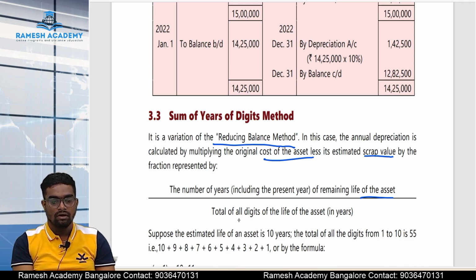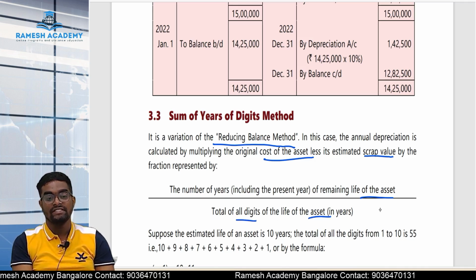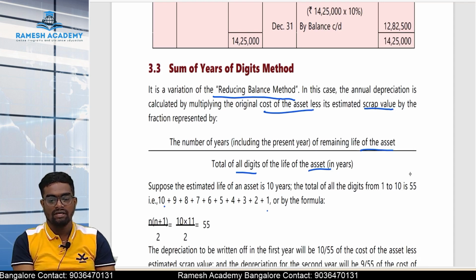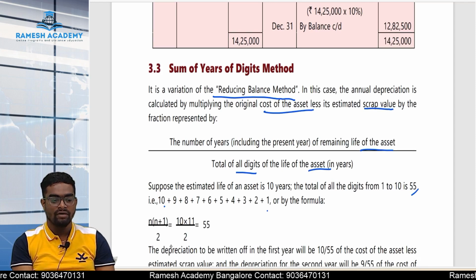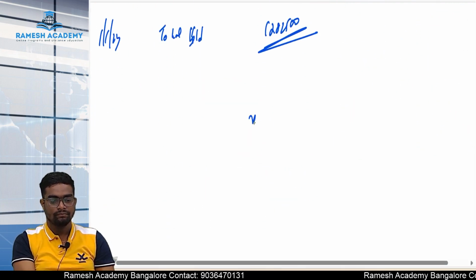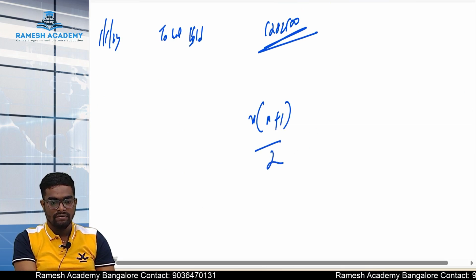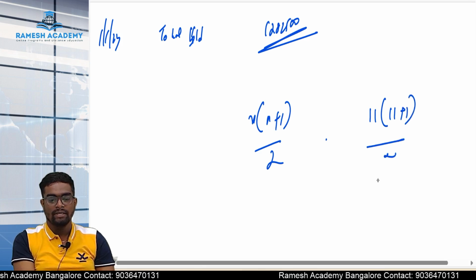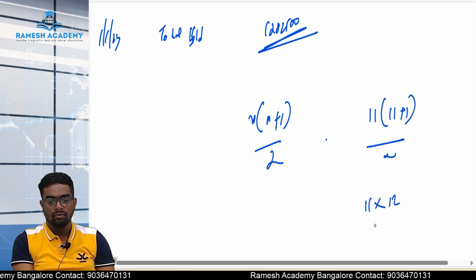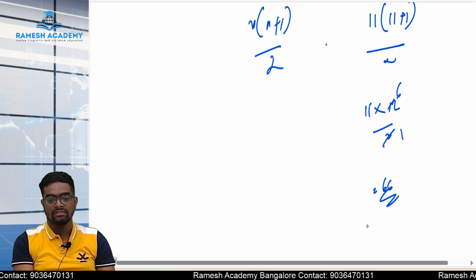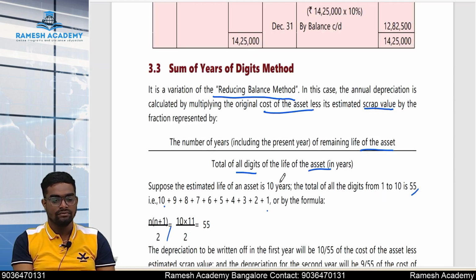Total of all digits of the life of the asset. So if it is 10 years, I told you it is 55. You have to add it from 10 to 1. Okay, 55. So we have another formula for that, which is nothing but n into n plus 1 divided by 2. How do we calculate that? N into n plus 1 divided by 2. If it is 11, so 11 into 11 plus 1 divided by 2, 11 into 12 by 2, which is 11 into 6, is 66. If it is 10, it is 55. That's what they have done here.